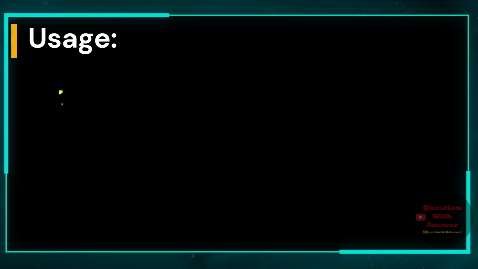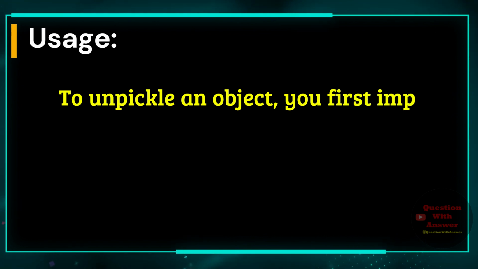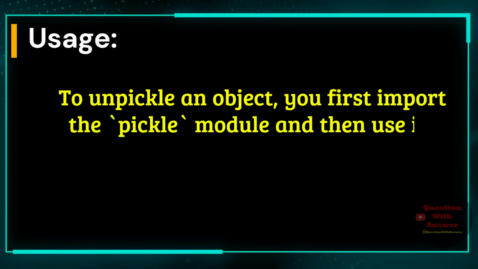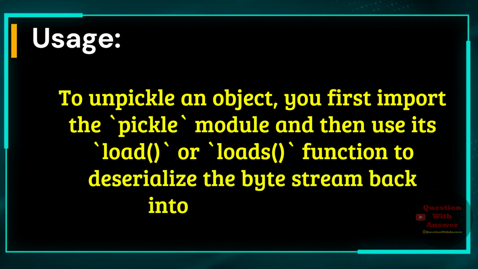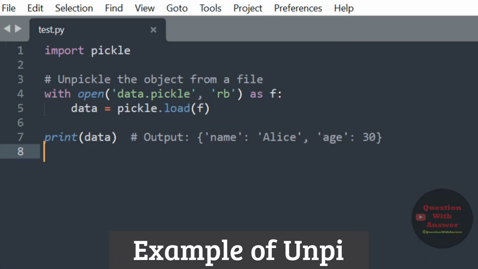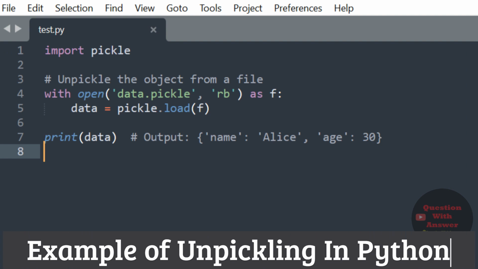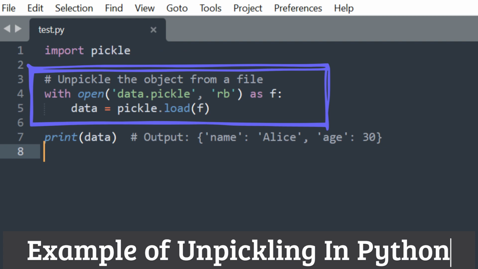Usage. To unpickle an object, you first import the pickle module and then use its load or loads function to deserialize the byte stream back into a Python object. Here is the example of unpickling in Python. In this example, we first import Python's pickle module for unpickling objects. Then, we open the data.pickle file in binary read mode, rb, using the open function within a with statement. This will ensure that the file is properly closed after reading.